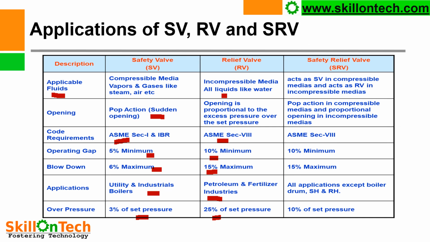Safety relief valve acts as a safety valve in compressible media and acts as a relief valve in incompressible media. Means it can work in both pop action in compressible media and proportional opening in incompressible media. Design code is ASME Section 8. Operating gap is 10% minimum. Blow down maximum 15%. Application all applications except boiler drum, SH and RH. Overpressure is 10% of set pressure. So these are the important applications of safety valve, relief valve and safety relief valves.